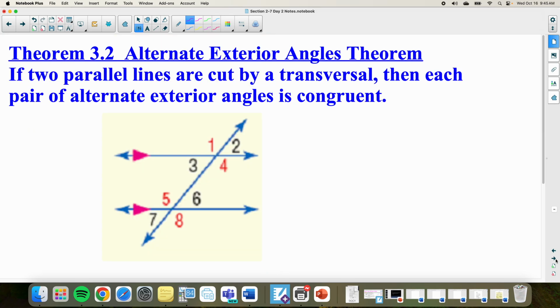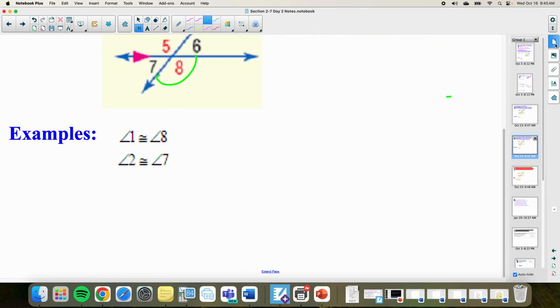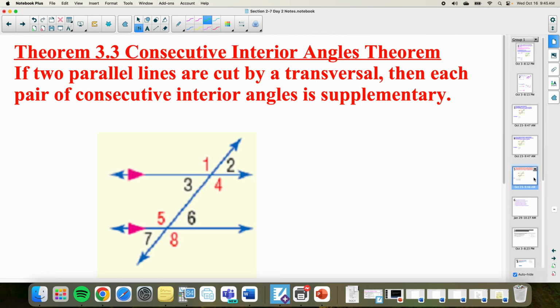Then let's look at this page. And again, if we have alternate exterior angles and these two lines are parallel, our alternate exterior angles are congruent. Would you guys know that 1 and 8 are alternate exterior, right? So those would be congruent too if your two lines are parallel. Now, what would be really nice is if all of our groups would be congruent, but there's one that's different.